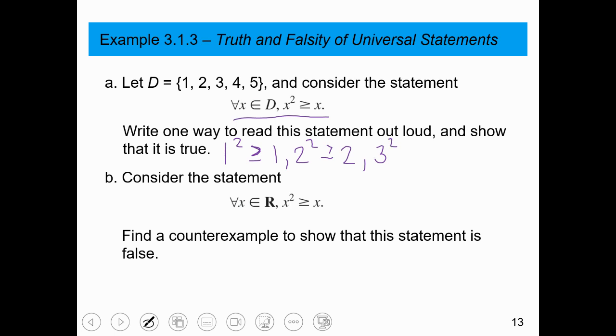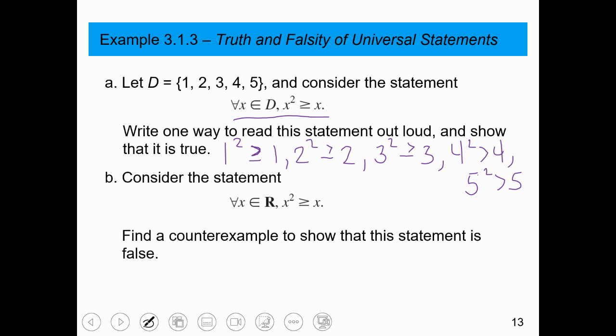We would show that 3 squared is greater than or equal to 3. True. 4 squared is greater than 4. Yes. And 5 squared is greater than 5. Since we have shown the statement is true for every element in the set of the domain, then it is a true statement.